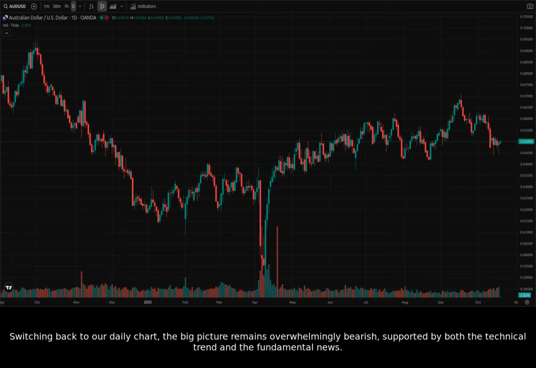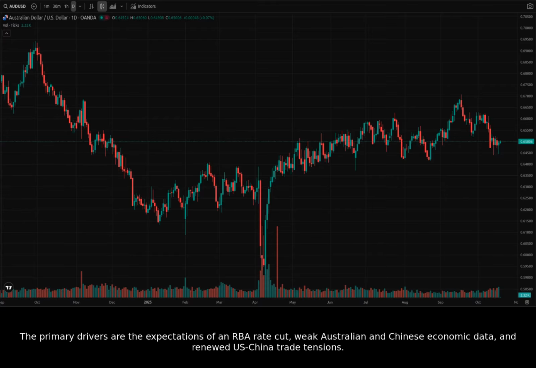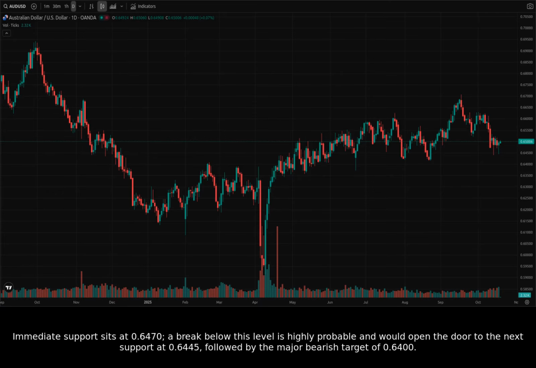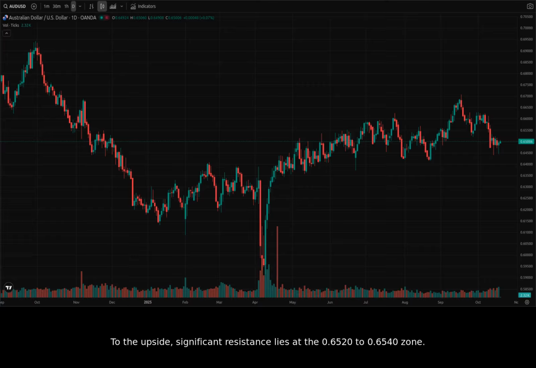Switching back to our daily chart, the big picture remains overwhelmingly bearish, supported by both the technical trend and the fundamental news. The primary drivers are the expectations of an RBA rate cut, weak Australian and Chinese economic data, and renewed US-China trade tensions. Our key price levels to watch are critical. Immediate support sits at 0.6470. A break below this level is highly probable and would open the door to the next support at 0.6445, followed by the major bearish target of 0.6400. To the upside, significant resistance lies at the 0.6520 to 0.6540 zone.